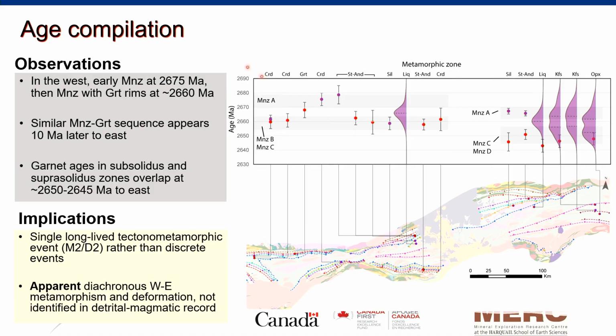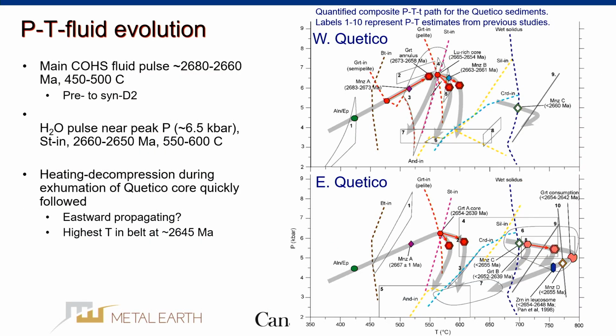So that's the compilation of the ages. Again, the monazite seems to be systematically a little bit younger than the garnet. Monazite is included in garnet, so that makes sense; it's forming earlier in the sequence. But even if you go to the east, that same sequence seems to be offset by 10 million years.